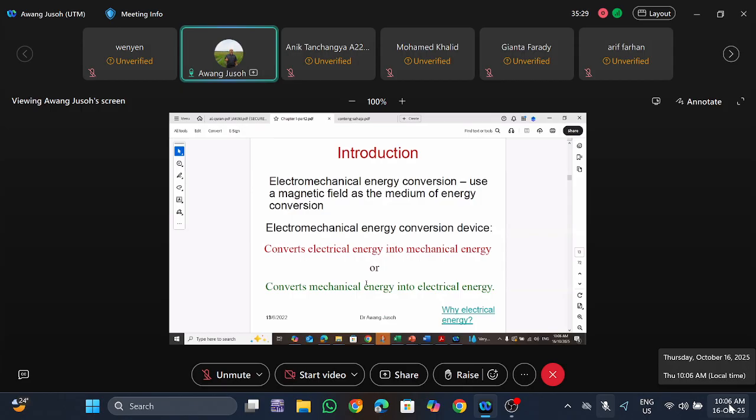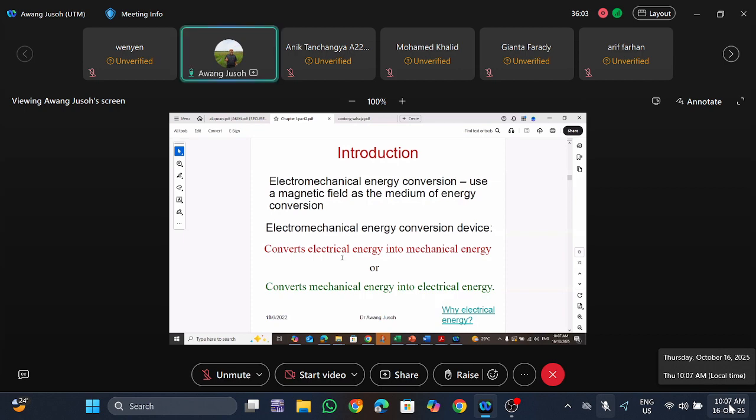So in terms of definition, what is meant by an electromechanical energy conversion device? It's a device that has the capability to convert electrical energy into mechanical energy or convert mechanical energy into electrical energy. So any device with this capability, we call it an electromechanical energy device, such as the generator and motor and so on. So this device can convert both energies easily.